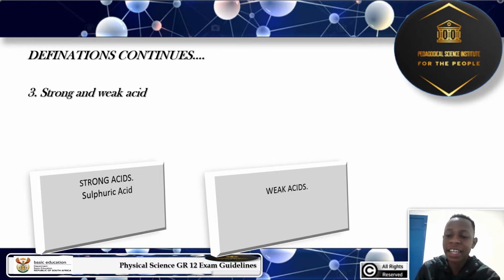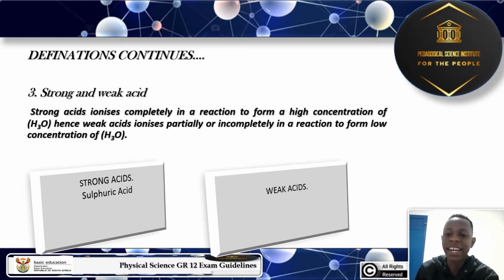As acids, they are donating their hydrogen ion to bases whenever they are reacting. We have two types of acid. We have strong acid, we have weak acid. How are we going to differentiate that this is a strong acid, this is a weak acid? We are saying strong acids ionize completely in a reaction to form high concentration of hydronium or hydrogen ion.